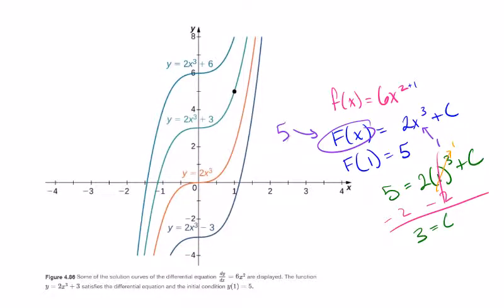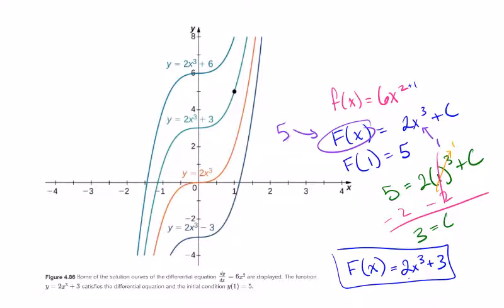Okay? And so now we can rewrite our function as capital F of x equals 2x cubed plus 3. So now c is 3, so we can put that in there for c. And this is our final, our specific function, right? Not just the general form, but our specific function. We can see that this is the one that works, right? And here's the point, like this initial condition where when x is 1, y is 5, right? That satisfies this line, right? Not these other lines, okay?